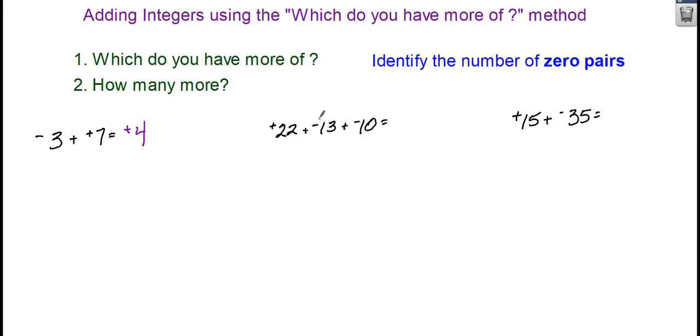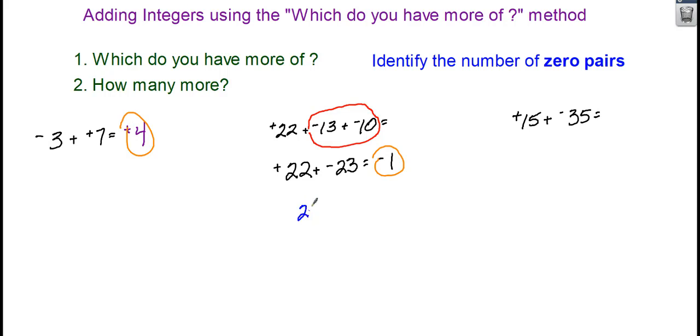22 negatives plus 22 positives, plus 13 negatives plus 10 negatives. I'm going to combine all of that first. That's going to be my first step. So when I do that, I end up with 13 negatives and 10 more negatives, 23 negatives, bring down the 22 positives I started with. So 22 positives plus 23 negatives, well, I can see that I have 1 more negative, and that is my answer. Let me go back and circle that.